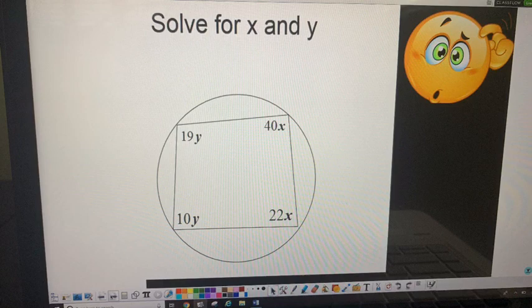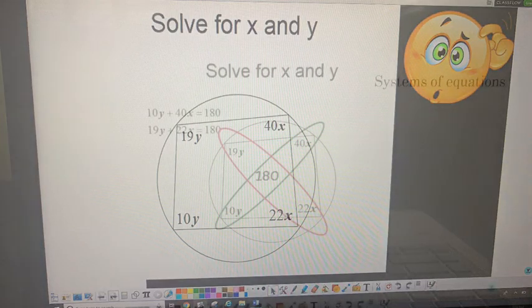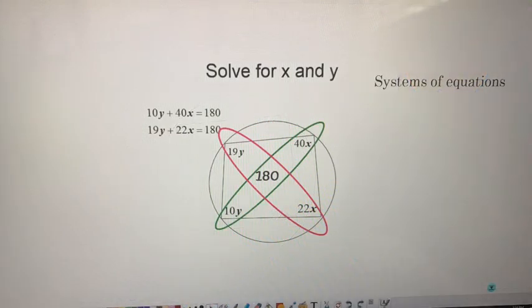Let's look at this problem. Solve for X and Y? That's crazy. Well, I do know that opposite angles are supplementary. So if I have 19y plus 22x, that should equal 180. And 10y plus 40x should also equal 180.